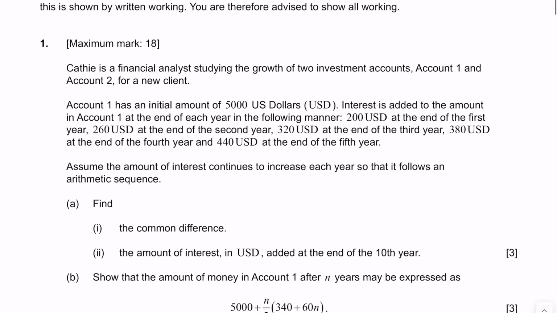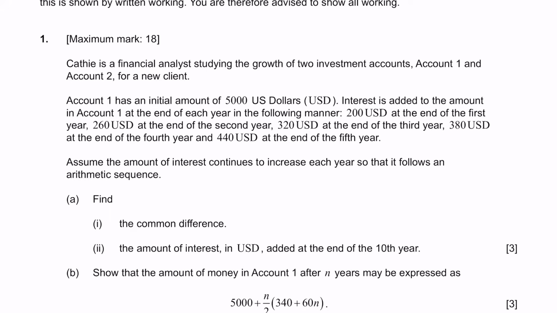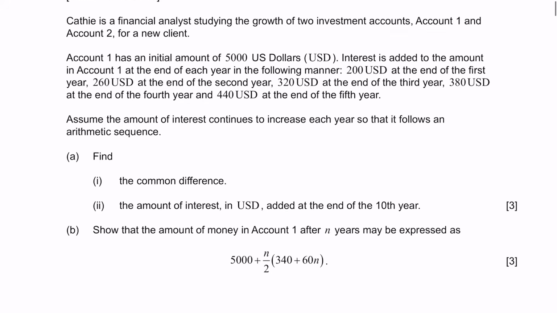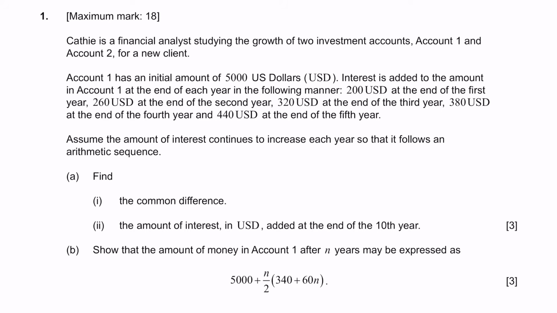Kathy is a financial analyst studying the growth of two investment accounts, account 1 and account 2, for a new client. Account 1 has an initial amount of $5,000. Interest is added to the amount in account 1 at the end of each year in the following manner: $200 at the end of the first year, $260 at the end of the second year, $320 at the end of the third year, $380 at the end of the fourth year, $440 at the end of the fifth year. Assume the amount of interest continues to increase each year so that it follows, and this is key, an arithmetic sequence. So, question A, part 1 asks us to find the common difference.